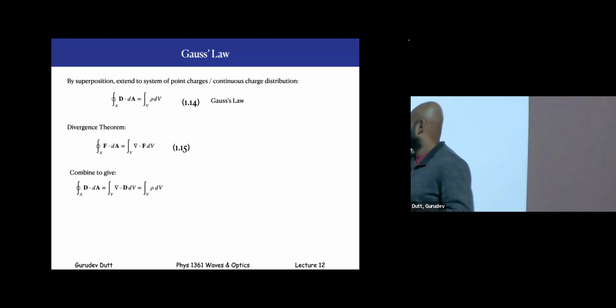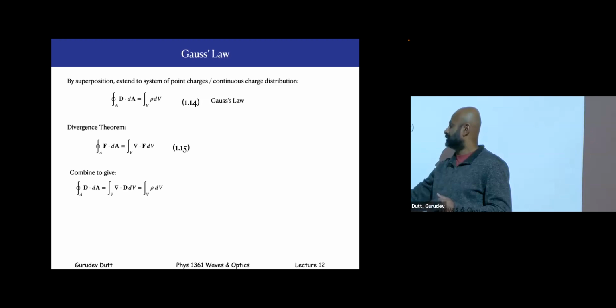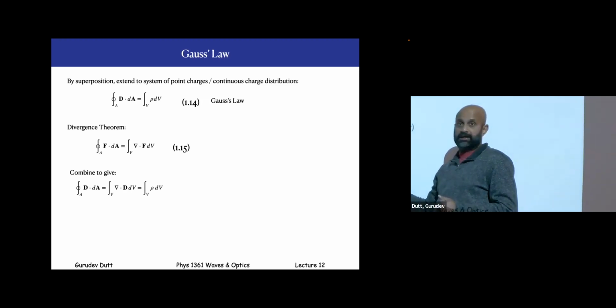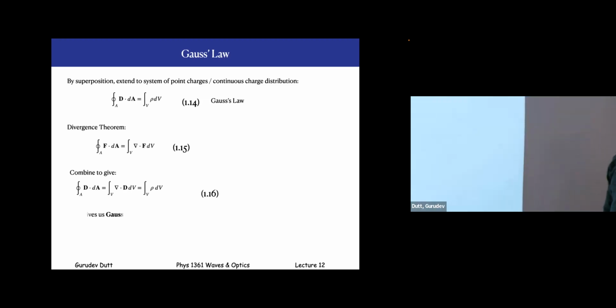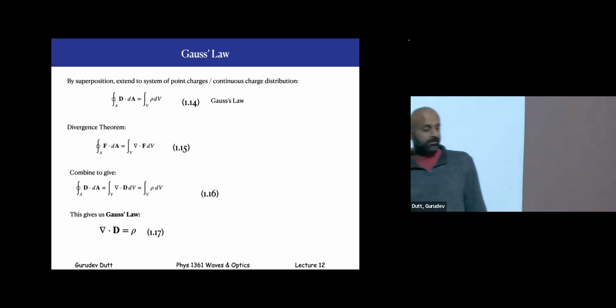Then we can apply this equation 115 to this equation 114. So the integral over the surface of D dot dA is simply the integral over the volume of del dot D dV. And on the right hand side, I have the integral over the volume of rho dV. So I equate that to the right hand side, rho dV. And now I can just equate the two individual integrands, because this must be true for all volumes. And therefore, we have Gauss's law for electromagnetism, which is del dot D equals rho.